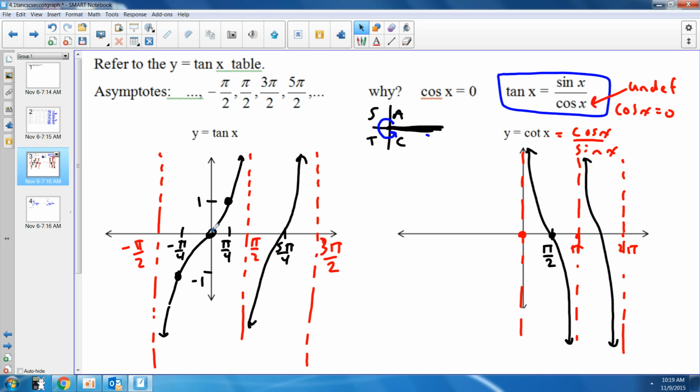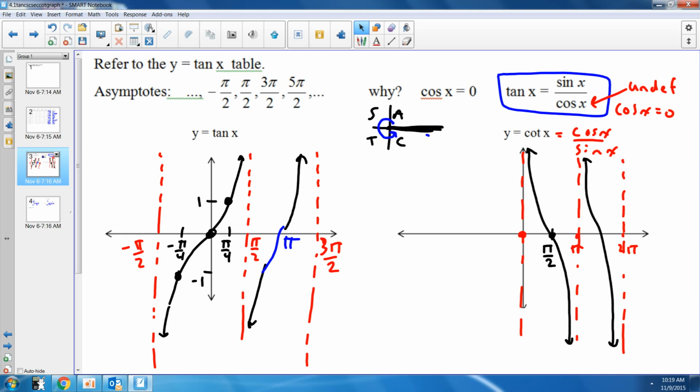Yeah, pi over 2 to pi, I mean. Going from pi over 2 to pi, this should be, that was a mistake there. This should be pi units. Yes, that is pi.